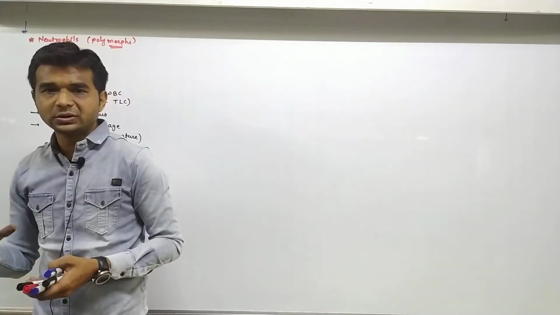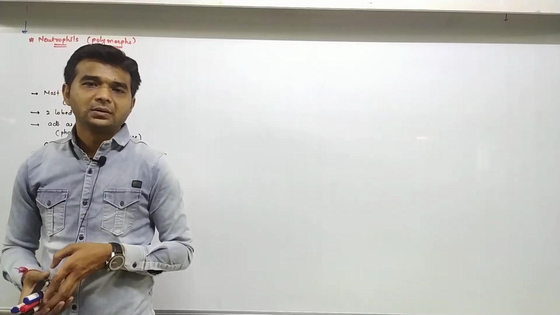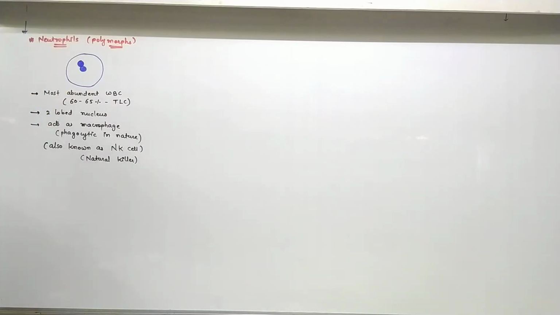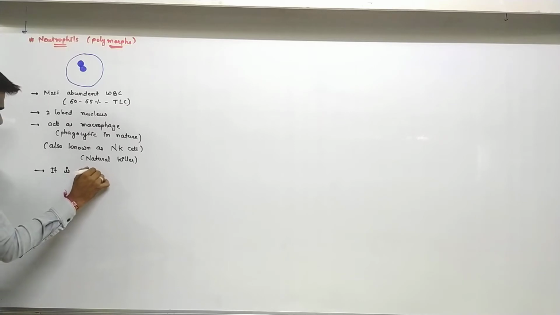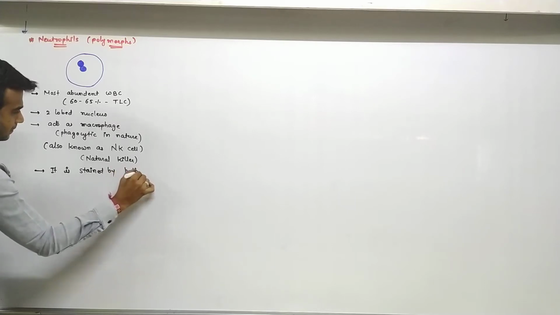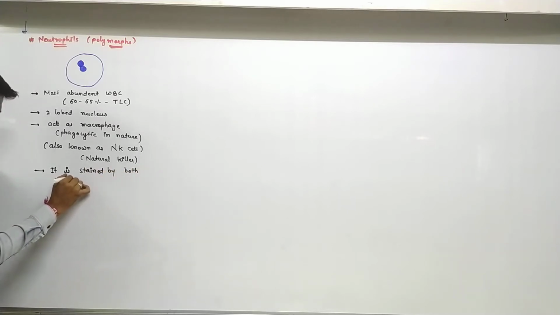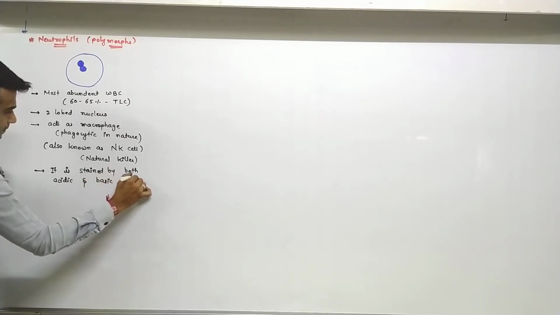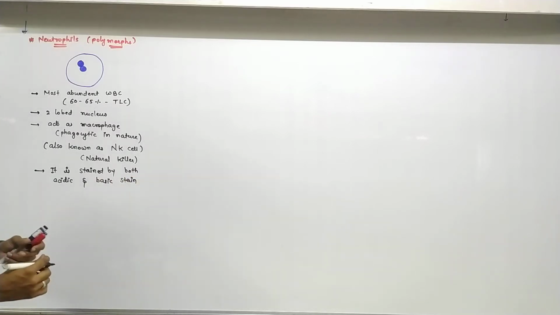So now granulocytes are over: basophil, eosinophil and neutrophil. Okay, one point I forgot to say. Here it is stained by both acidic and basic stain. That's why it is known as neutrophil. Okay? Fine. So granulocytes are over.